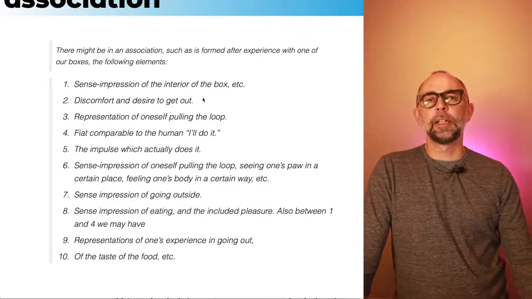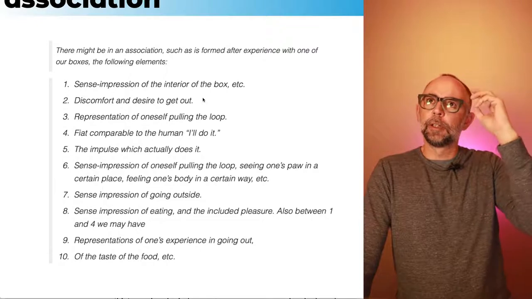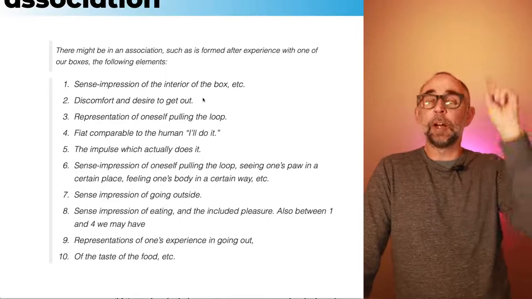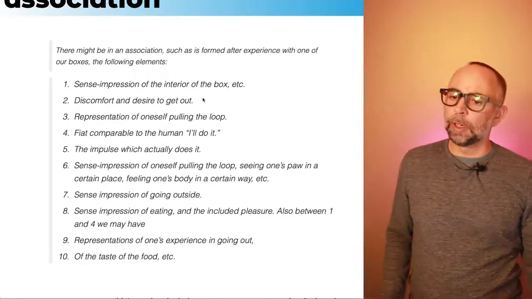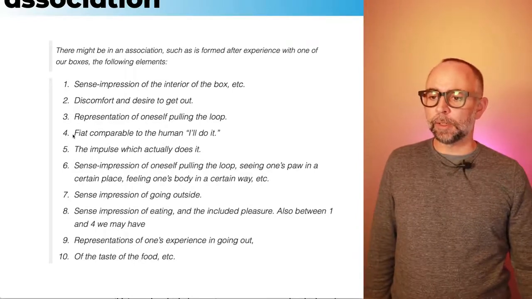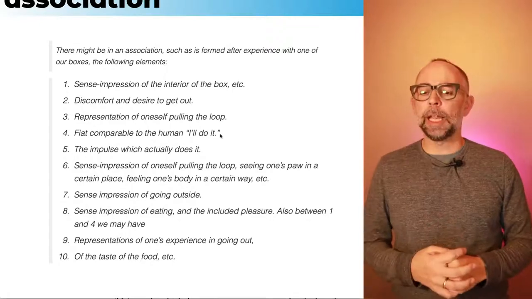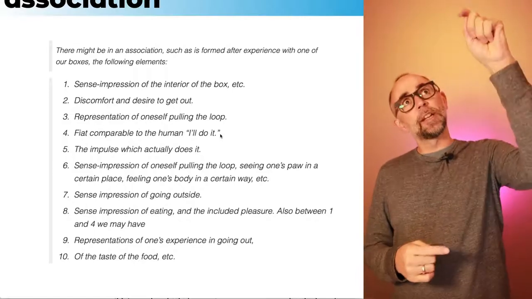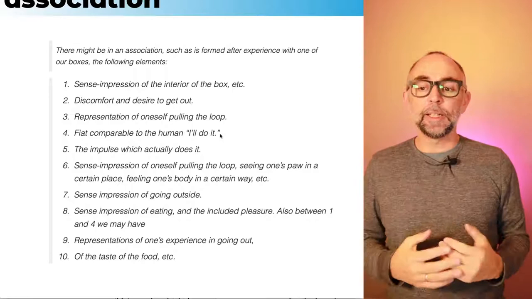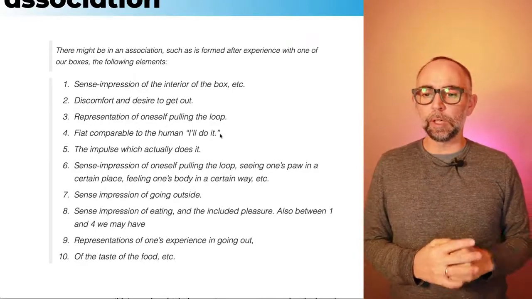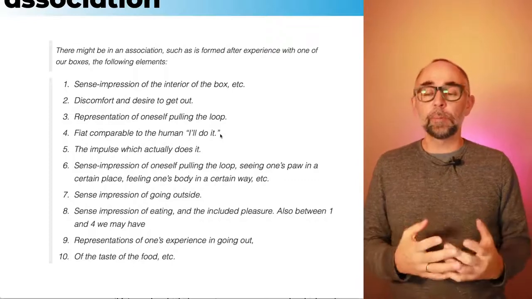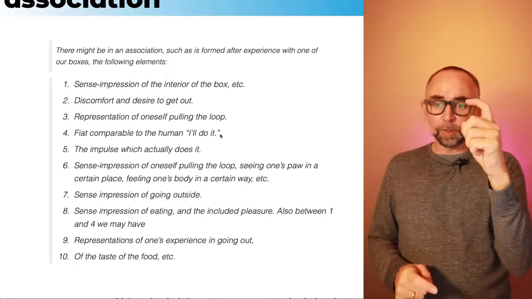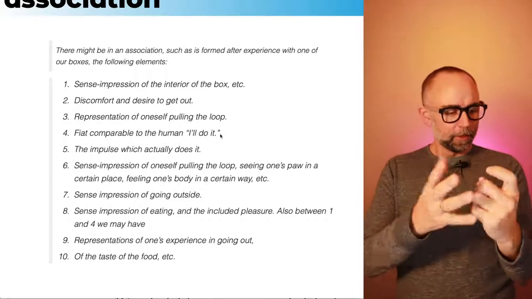It's the way to get out of the puzzle box. So imagine the cat is experiencing some type of knowledge or simulation of, or mental imagery, let's say, of grabbing this loop and pulling it. What happens next? Well, maybe they have some kind of motivating energy or instruction to themselves to say, I will do that thing that I can imagine myself doing. And then there will be some kind of impulse, some internal impulse that will cause them to actually pull the loop. When they pull the loop, they will have a sense impression of oneself pulling the loop and seeing your paw in a particular place while you're pulling the loop and having the experience of your body being a particular way.